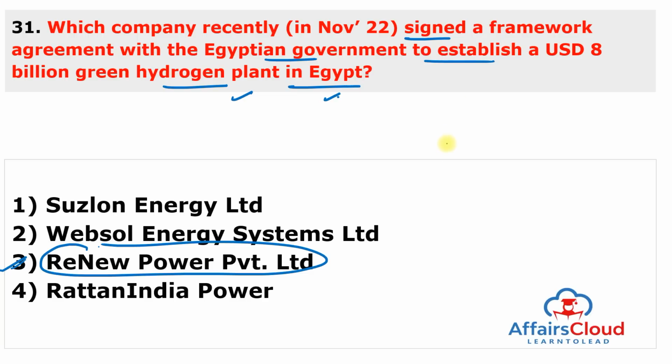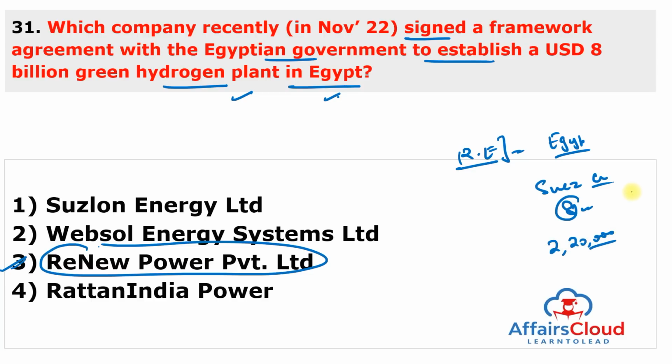So ReNew Power, a subsidiary of ReNew Energy Global, one of the world's leading renewable energy firms, has signed a framework agreement with the government of Egypt. According to the agreement, a green hydrogen plant will be built in the Suez Canal Economic Zone, with an investment of $8 billion, with a target of producing 220,000 tons of green hydrogen annually.